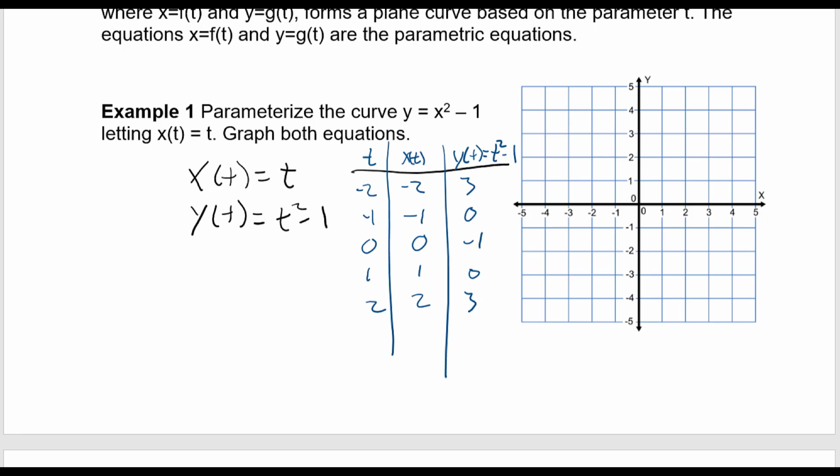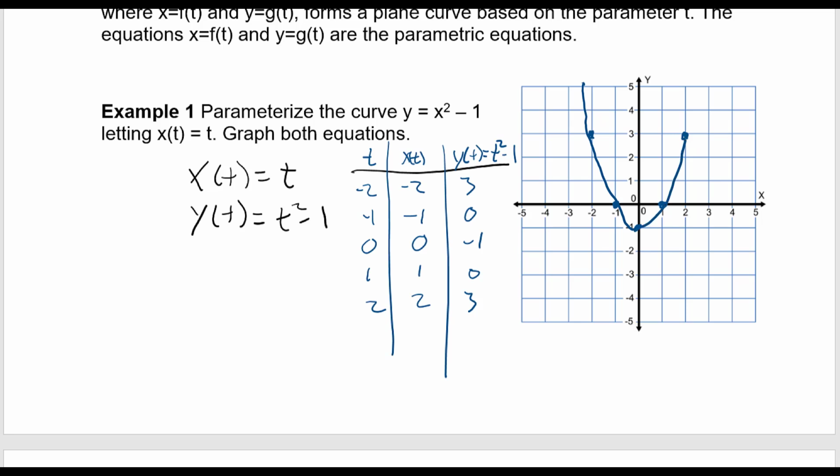So if I were to graph this: negative 2, 3; negative 1, 0; 0, negative 1; 1, 0; and 2, 3. And what we're seeing is this parabola that is going in this direction.